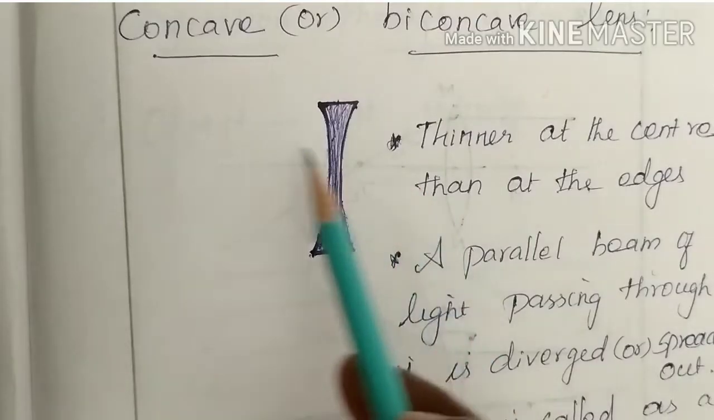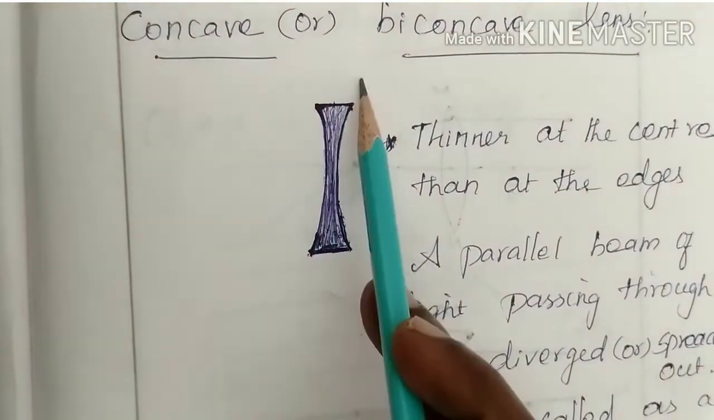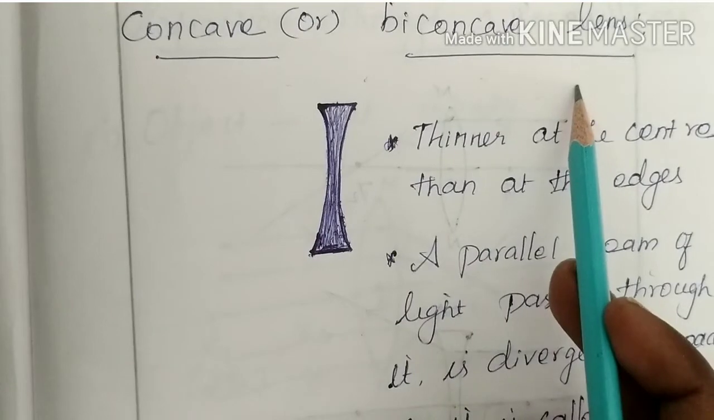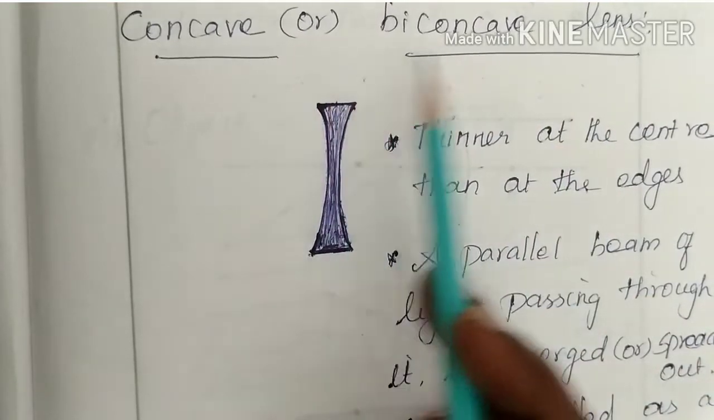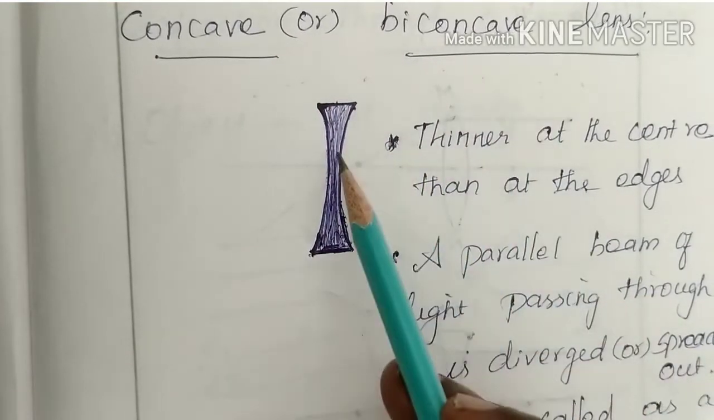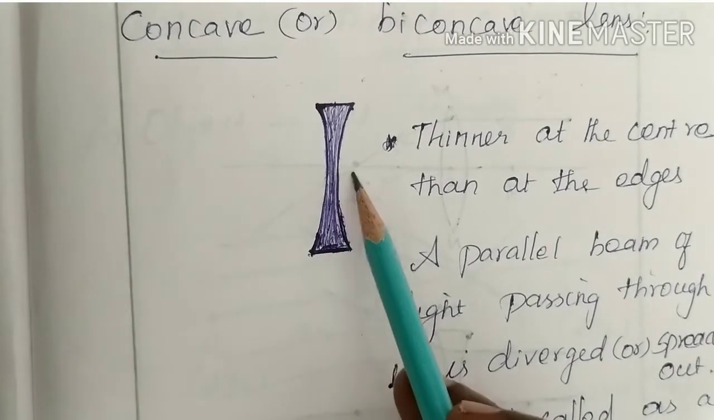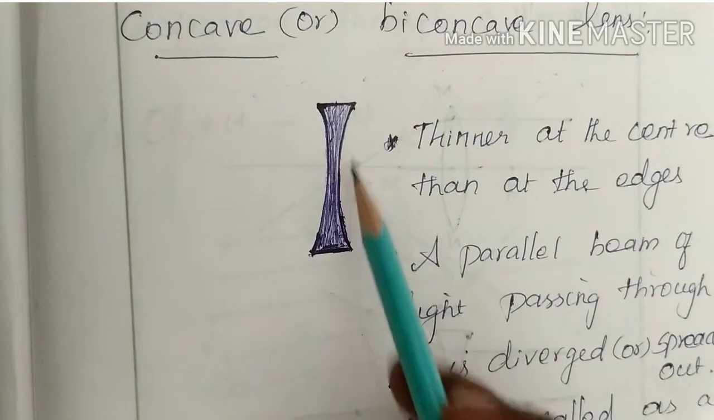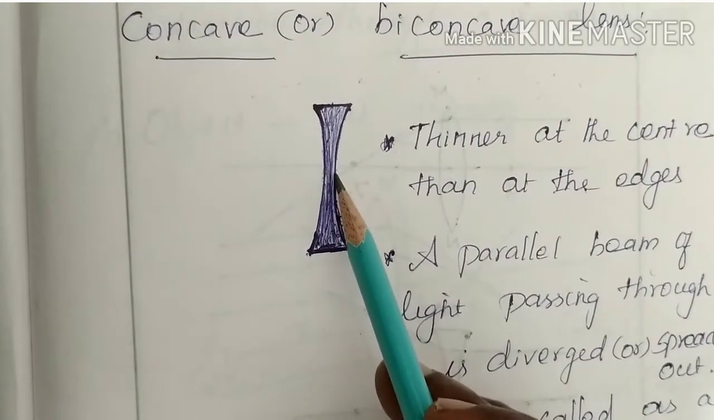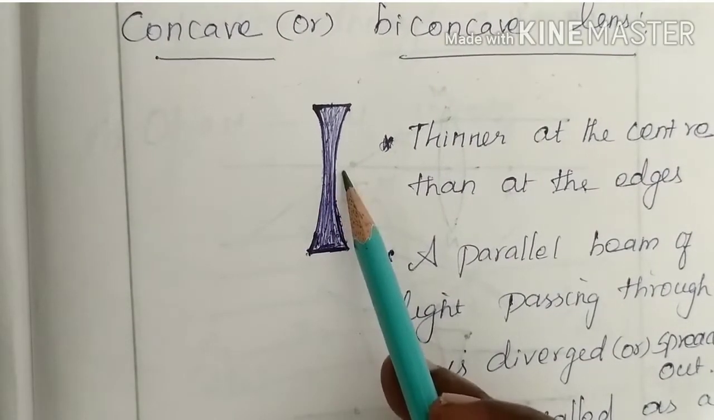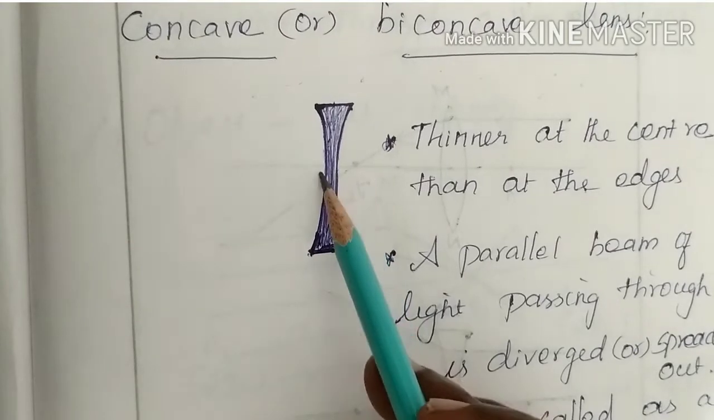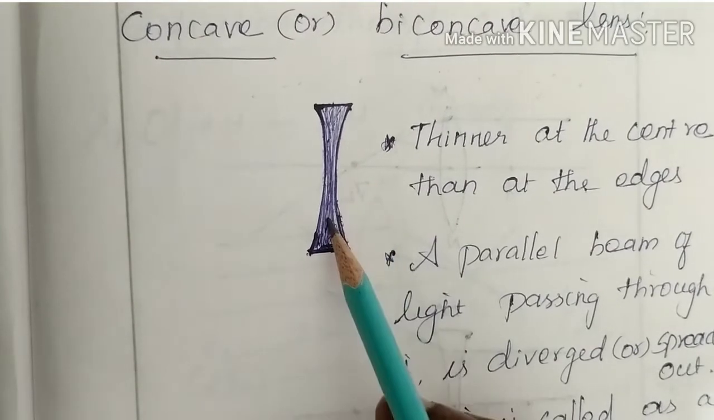The next type of lens is called the concave or biconcave lens. Listen to this picture. These concave lenses are thinner at the center than at the edges, just opposite to the convex lens.